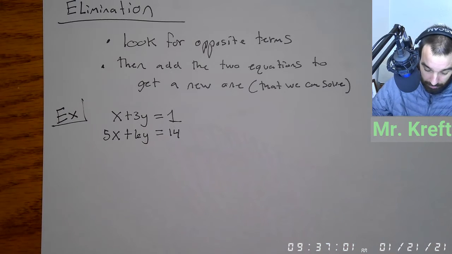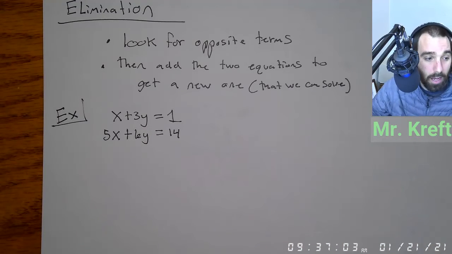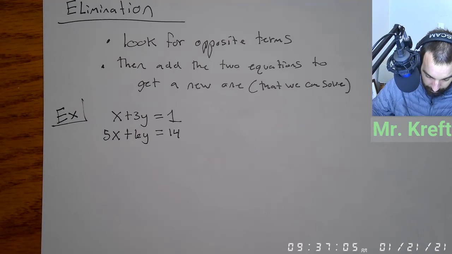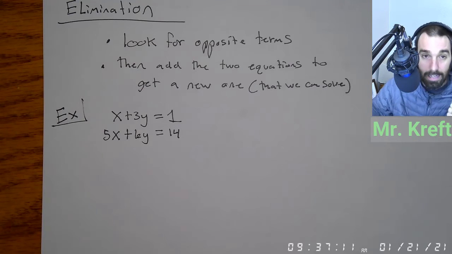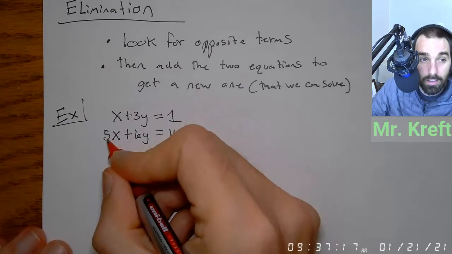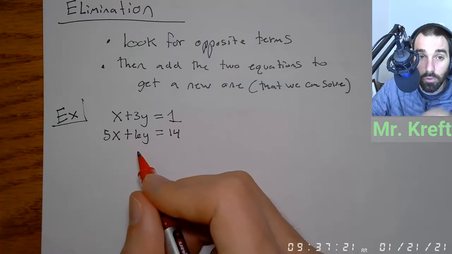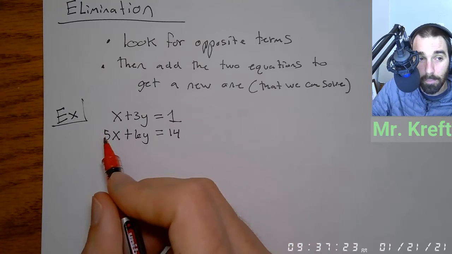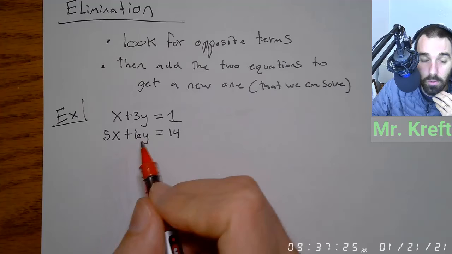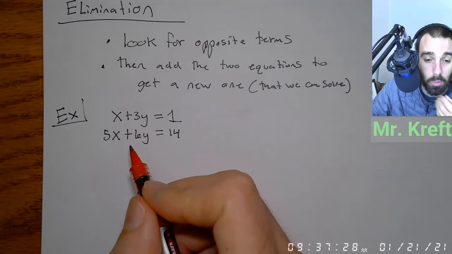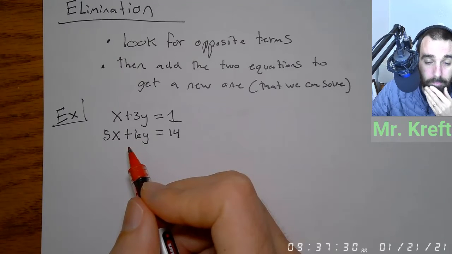So the trick here is when you don't have opposites, then what you need to do is multiply by one of them to get opposites. So we could either get the opposite of 5x or the opposite of 6y. So you guys tell me in chat, do you want to find the opposite of x or the opposite of y? What do you guys want to do? Do you guys want to do x or y first?